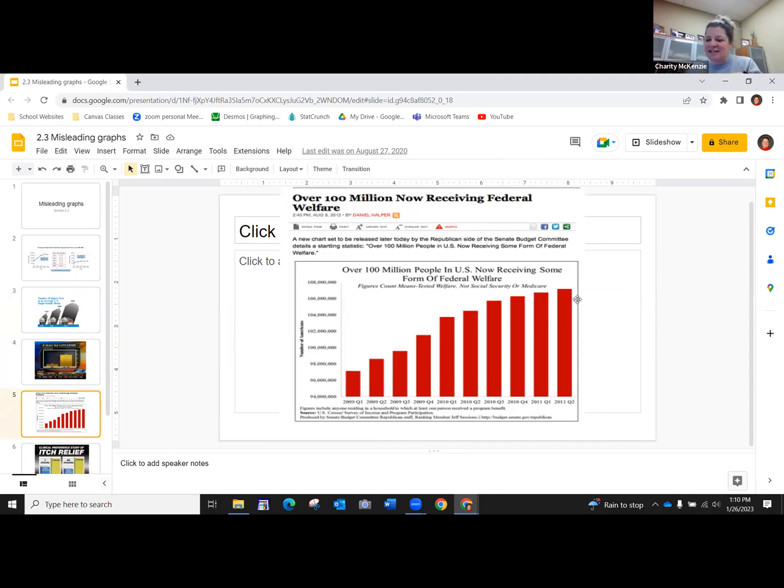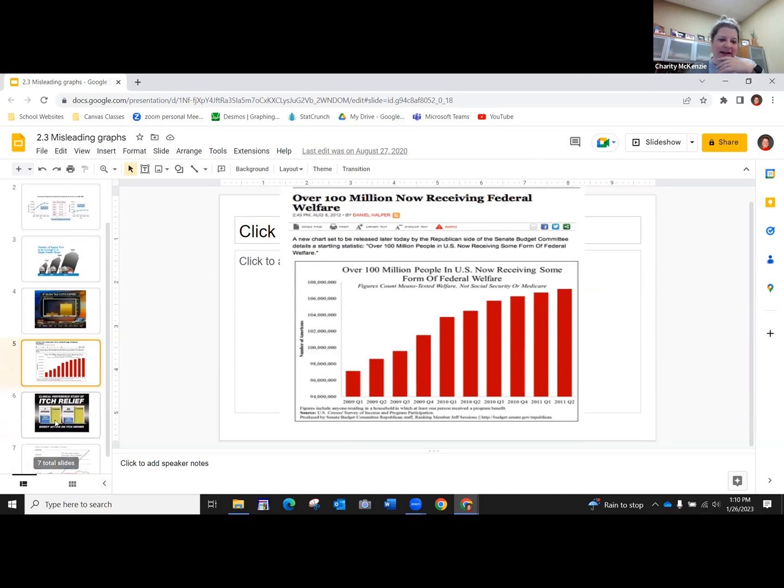Oh my gosh, doesn't it look like it just rose so much? But look at the actual numbers. It isn't rising that much. They did not start at zero. They aren't counting very well. So definitely sneaky there.